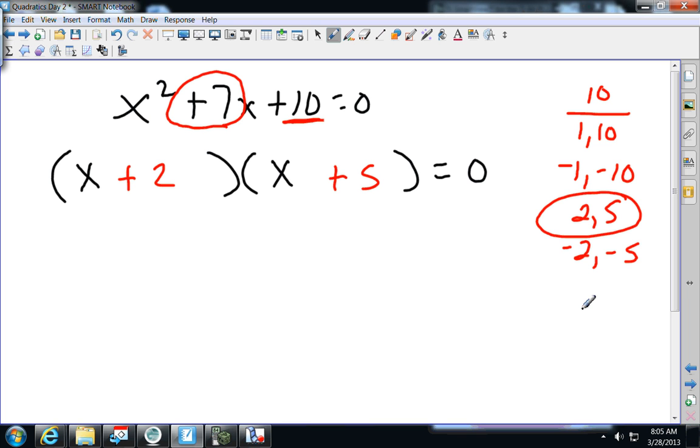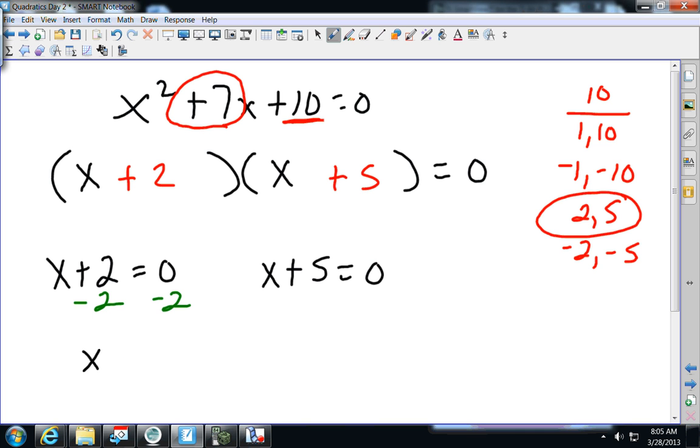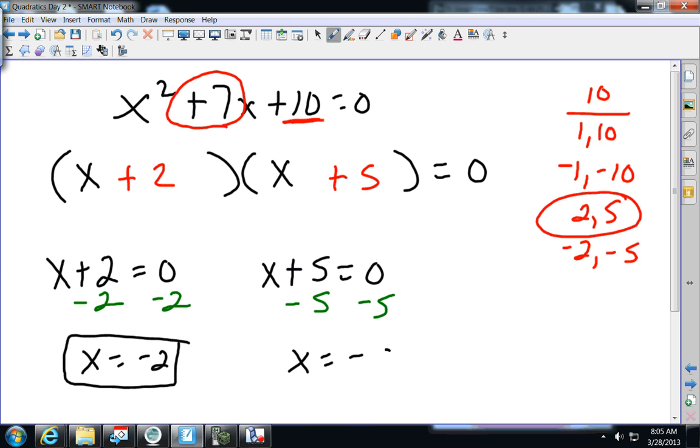Now to find my zeros. I'll take x plus 2 and set it equal to 0, and x plus 5, set it equal to 0. I will subtract 2 from each side. X equals negative 2. I will subtract 5 from each side. X equals negative 5. Those are your two zeros. That's how you solve by factoring.